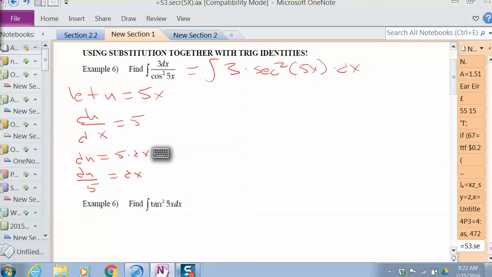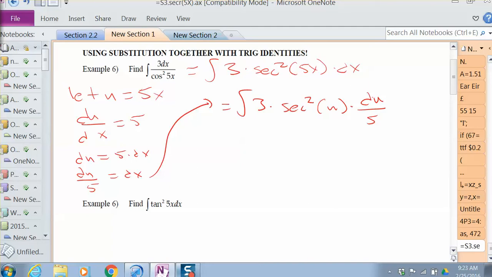Okay, so now we come back to our indefinite integral. It's 3 times secant squared u times du over 5. So this will be easier to take the antiderivative, because again, the derivative of tangent x is secant squared x.